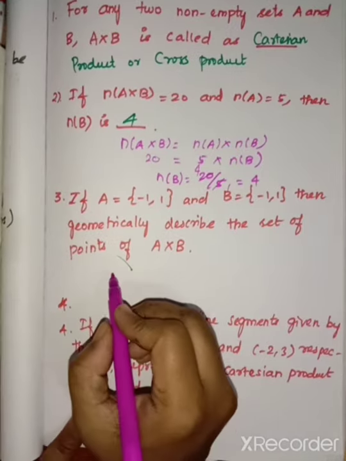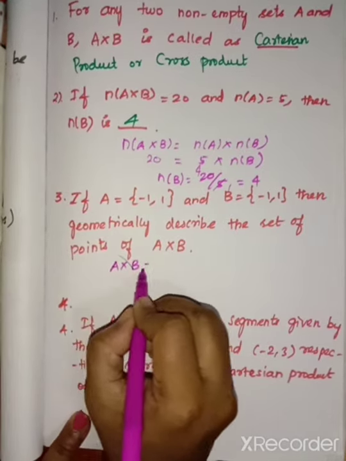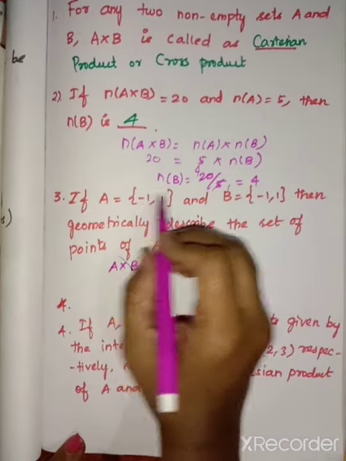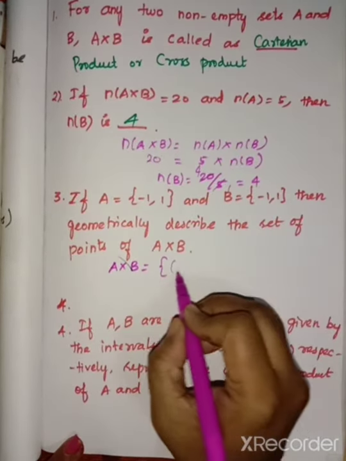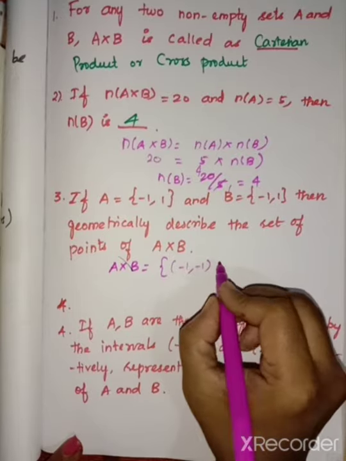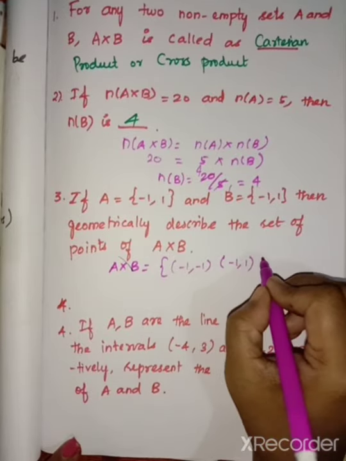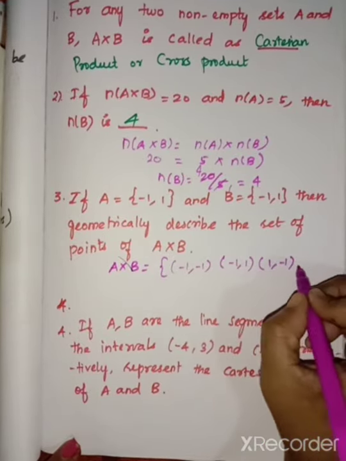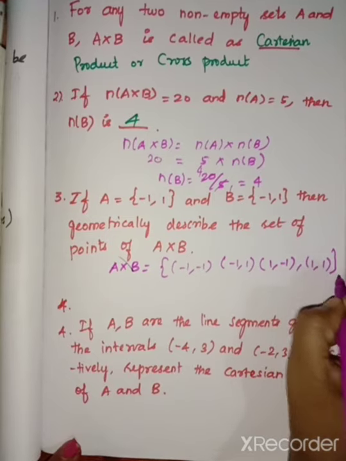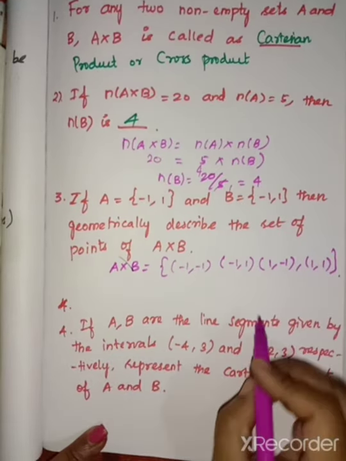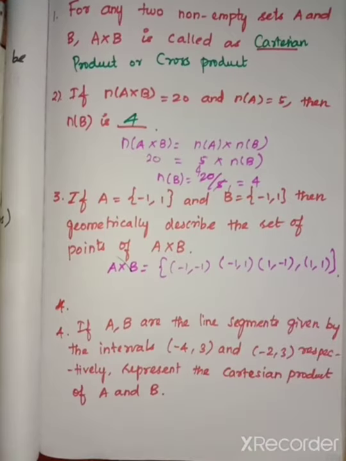So here we have A cross B. We can write it as the pairs minus 1 comma minus 1, minus 1 comma 1, 1 comma minus 1, then 1 comma 1. Now we have to mention these in the graph, so we can use that.